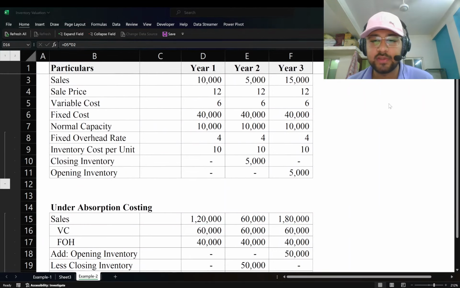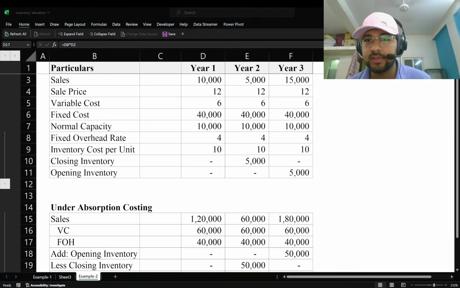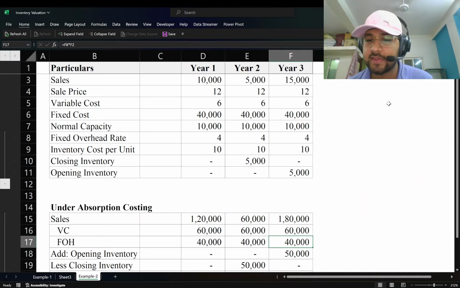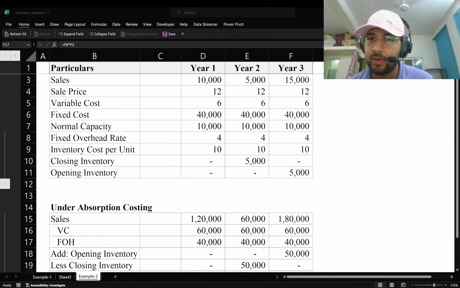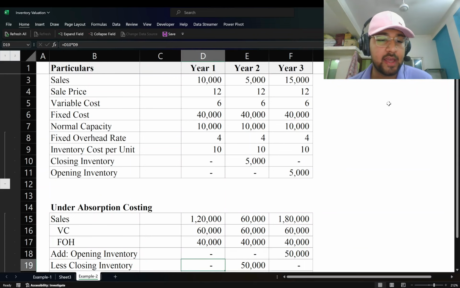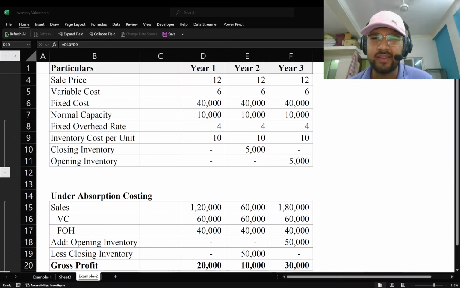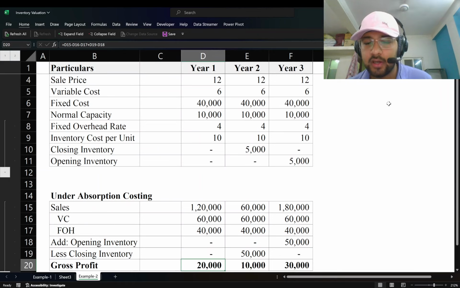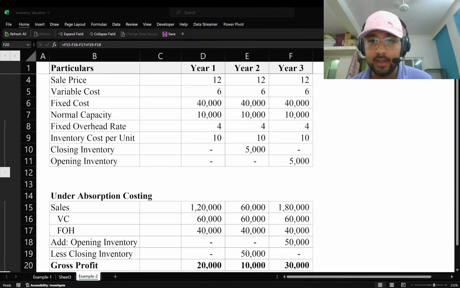The variable cost would remain the same because we are producing the same number of units. All right. We would have the fixed overhead cost, that is the same every year because we are producing the same number of units. There is no overhead over-absorption or under-absorption because the production is equal to the normal capacity. And we have the opening inventory cost added, and we deduct the closing inventory cost to arrive at gross profit. So the gross profit is 20,000, 10,000, and 30,000 in absorption costing. That is the accounting sense really as per AS-2. All right, AS-2 or International Accounting Standard 2 or Indian Accounting Standard 2.